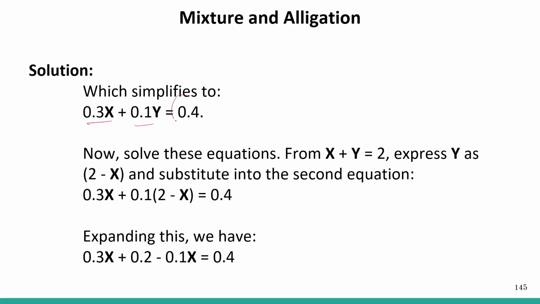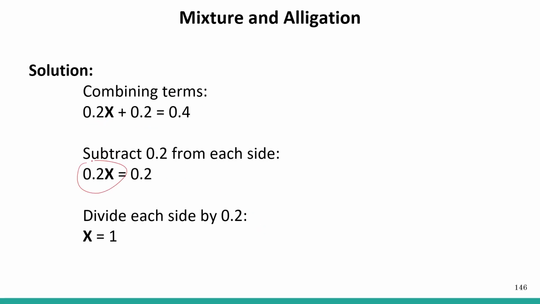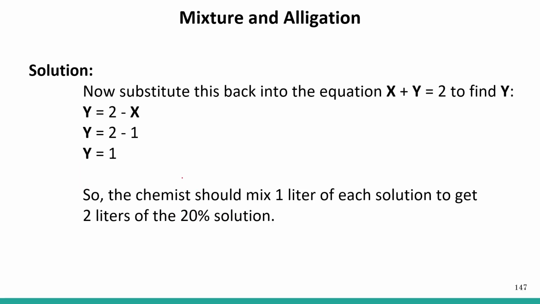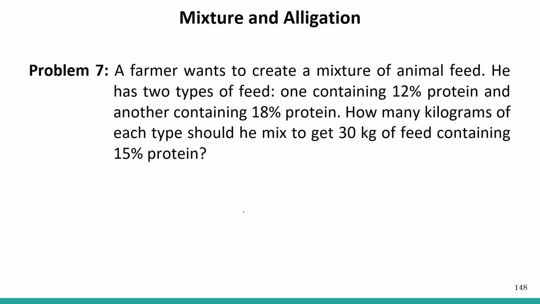So since 0.3x plus 0.1y is equal to this much, substituting the value of y as 2 minus x, we are left with this algebraic equation. So expanding this, 0.3x plus 0.2 minus 0.1x is equal to 0.4. So solving further, 0.2x is equal to 0.2. Dividing each side by 0.2, we are left with x is equal to 1. So substituting this back into the equation x plus y is equal to 2 to find y: y is equal to 2 minus x, so y is equal to 2 minus 1. So y will be 1. So the chemist should mix 1 liter of each solution to get 2 liters of 20% solution.